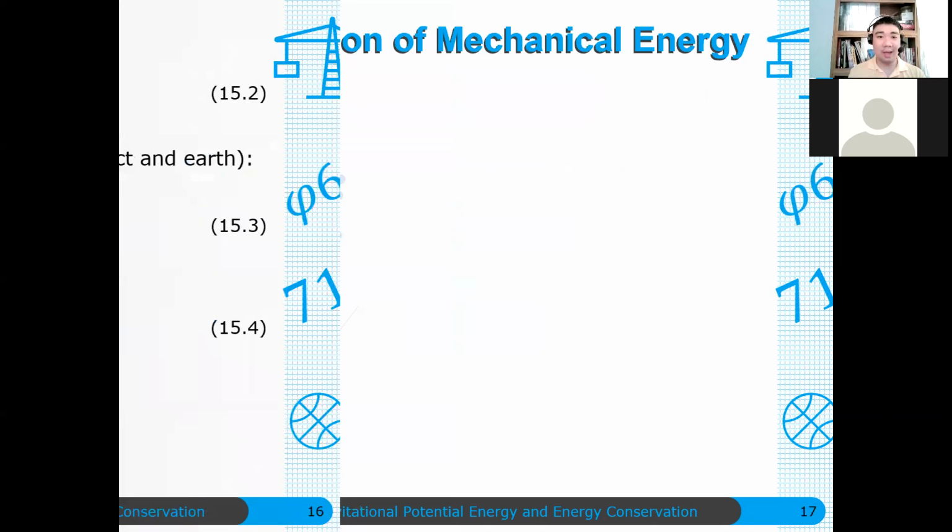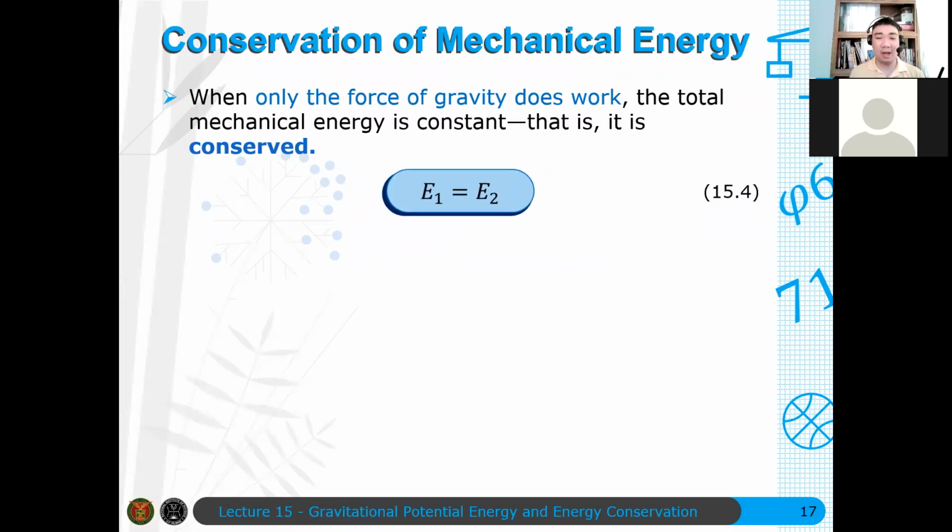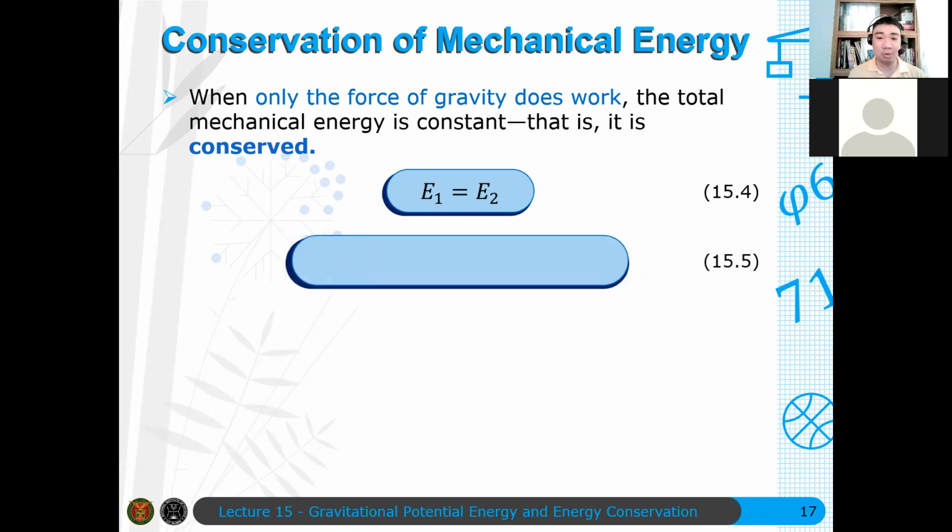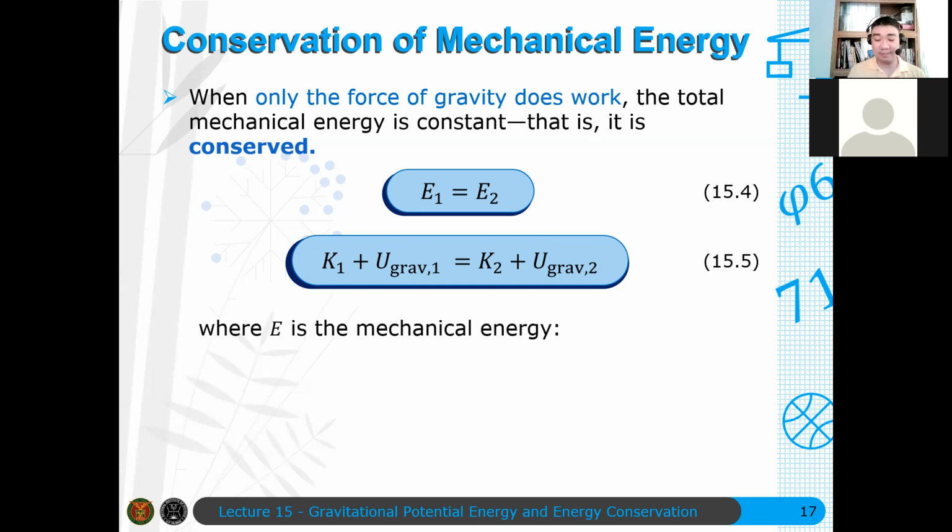Okay, let's proceed. So if the only force acting on the particle or on the particle-Earth system is gravitational force, then the total mechanical energy is constant, that is, it is conserved, which means E1 equals E2, or the sum of the kinetic energy and the gravitational potential energy at an initial state is equal to the sum of the kinetic energy and the gravitational potential energy at some final state. And again, E here is mechanical energy. Again, E equals K plus U gravitational. Clear ba tayo dito? Is this clear? Yes po. I hope this is clear.